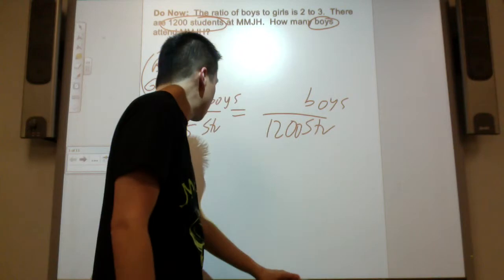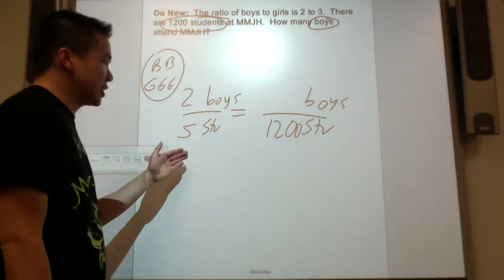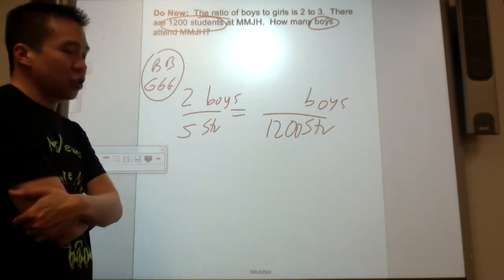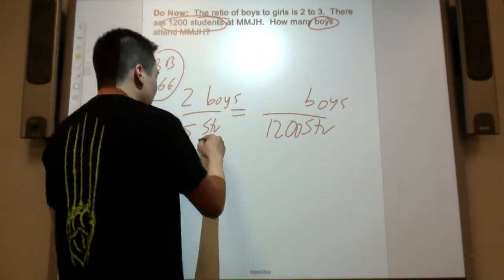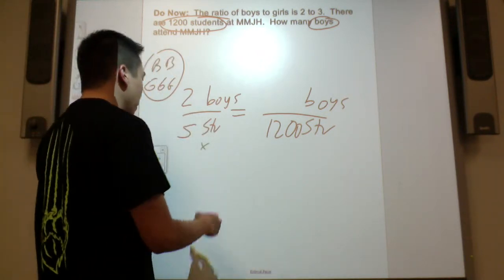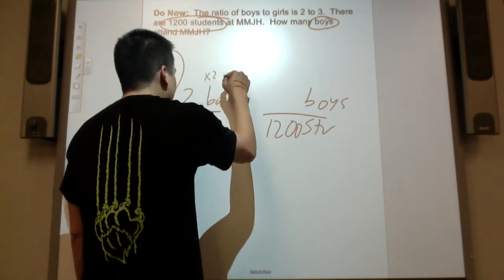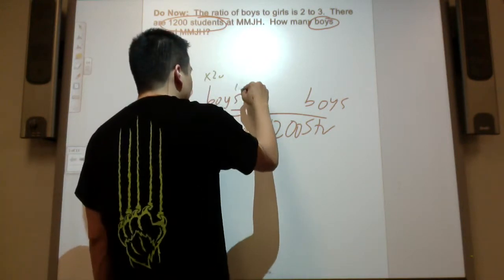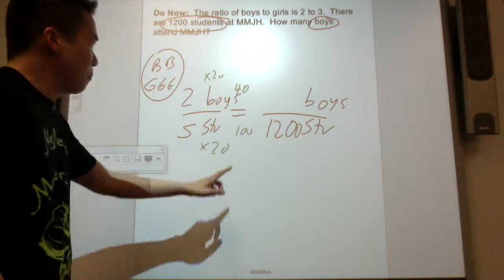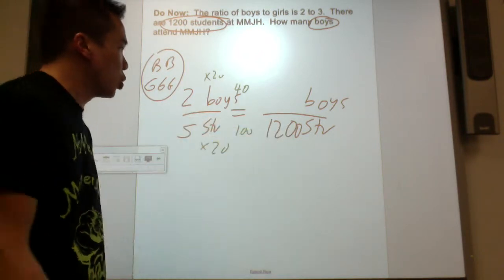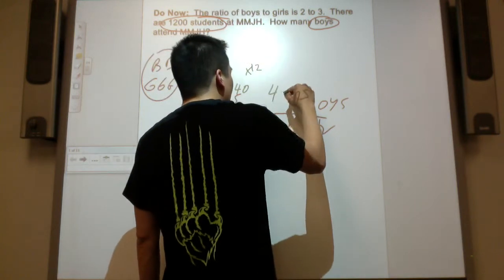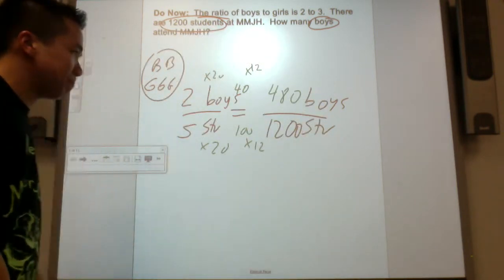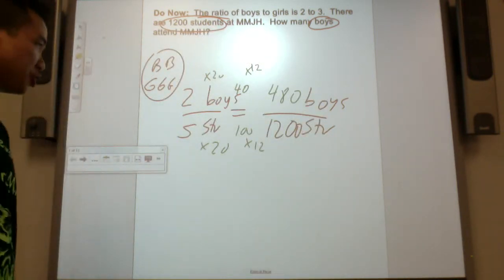So I could sit there and keep guessing how many 5s go to 1,200. But you know what? I'm going to build up slowly. I'm going to build up by, I don't know, 20. That would be 140. Now I'm going to build up from 100 to 1,200. I multiply by 12. So that would be 480 boys out of 1,200 students.